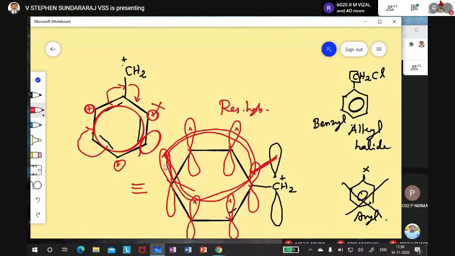Now I hope all of you understood what the allyl and benzyl groups are, and why they are more reactive for the SN1 reaction: because the carbocation formed in the first step is more stable due to resonance stabilization.